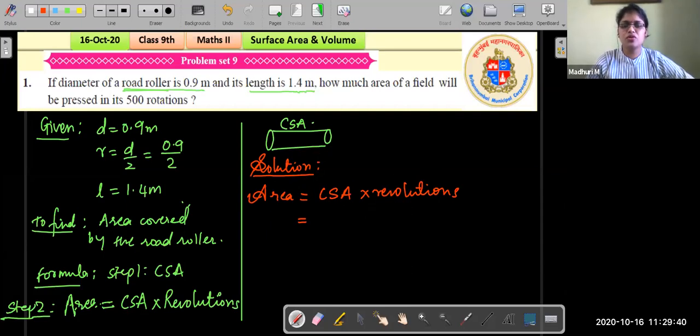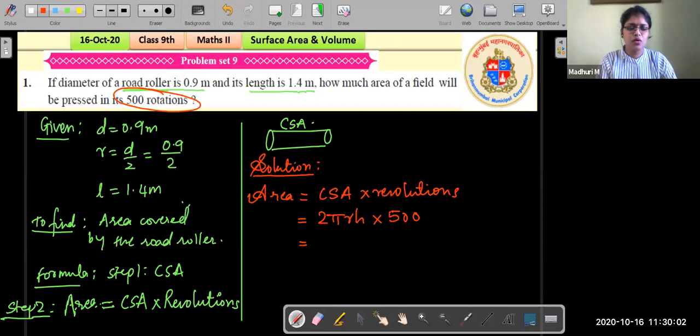All right. So what is the curved surface area? That is 2 pi r h times the revolutions. We know the number of revolutions given, that is 500. So we are multiplying by 500. Now just substitute the values. All right, students, we are just substituting the values.